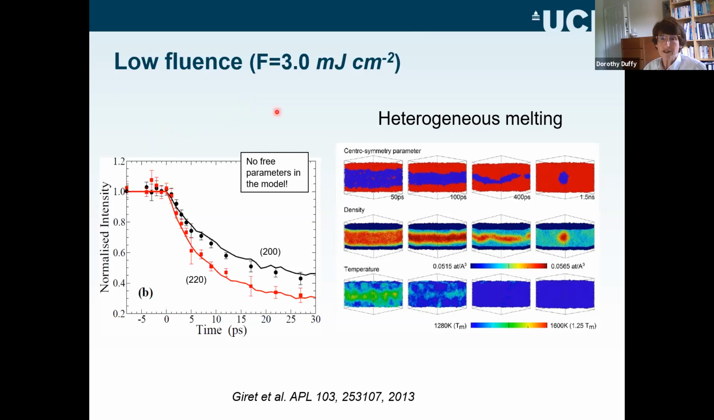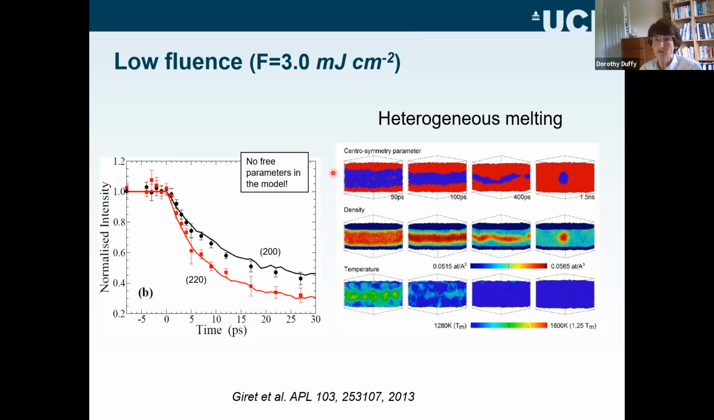So for the lowest fluence, these are our results. These are two different diffraction peaks, 200 and 220. The dots are showing the experiments, and the solid lines are showing our modeling results. So basically what happens to the diffraction peaks over time when the laser hits the film. You can see that the agreement was remarkably good, especially since none of these are fit, there are no free parameters. Because we match the experiment, we can now say not only do we know how fast this melts, but we can see this in atomistic detail.